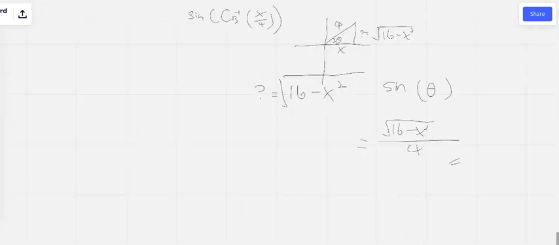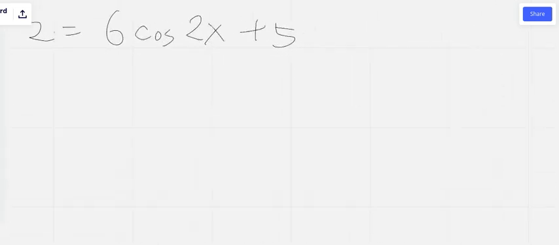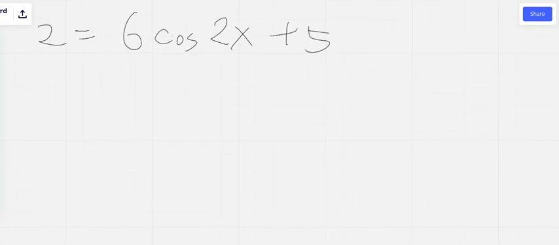And having variables up here brings us to learning how to solve trig inverse equations with a variable in it. So let's look at an example question. 2 is equal to 6 cosine 2x plus 5. This might look hard at first sight. However, after you learn the basic stuff, this will be a pretty easy question.